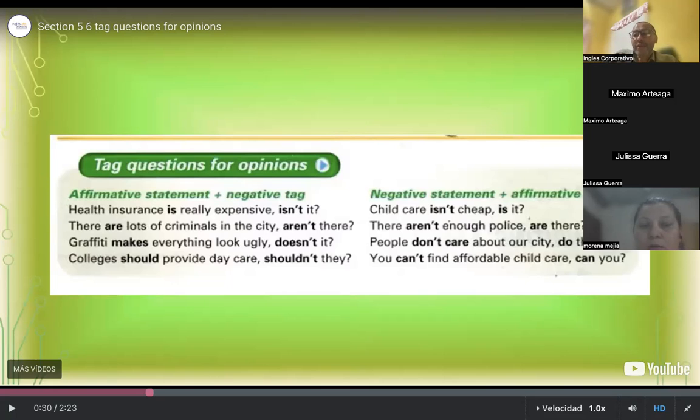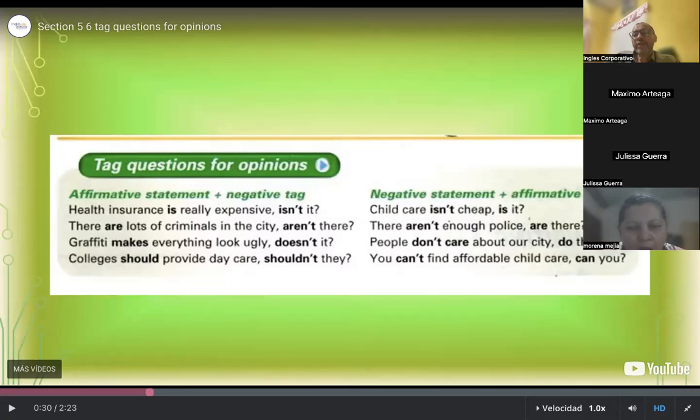Why don't? Because the sentence is positive. Remember, if the sentence is positive, the tag is negative. Yes, that's true. So if I put in the negative, you don't like pizza, this is the sentence. If I want to make it a tag question, I put, okay, you don't like pizza, and then I put in the positive tag.